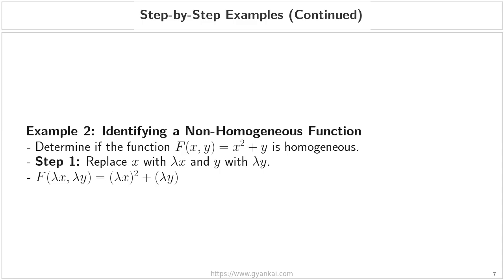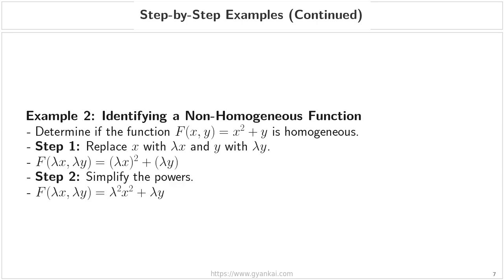Step 1. We begin by replacing every x with lambda x, and every y with lambda y. When we substitute these into our function, we get f of lambda x comma lambda y, which equals the quantity lambda x all squared plus lambda y. Step 2. Next, we simplify the powers.